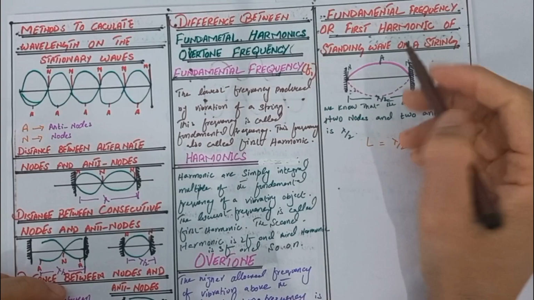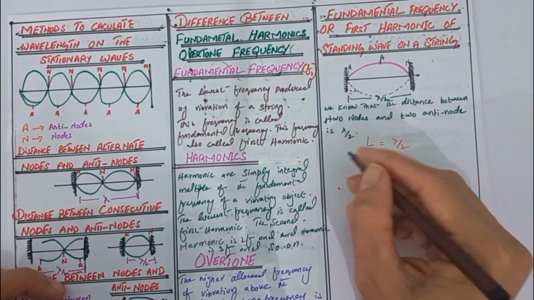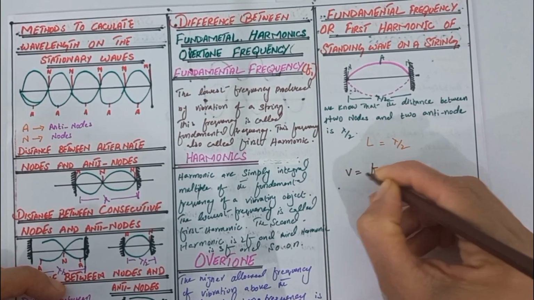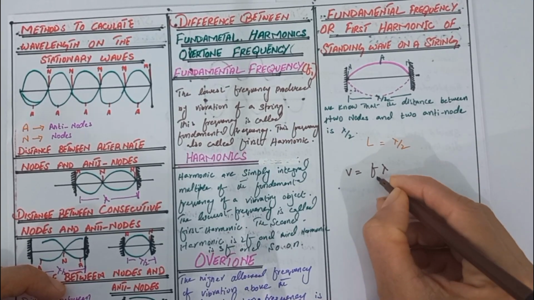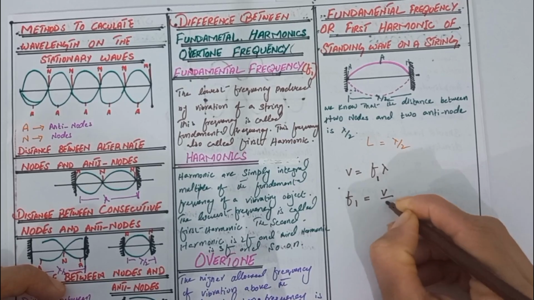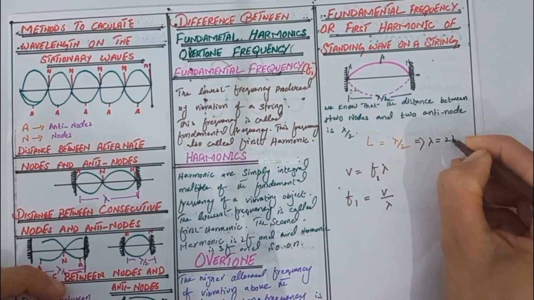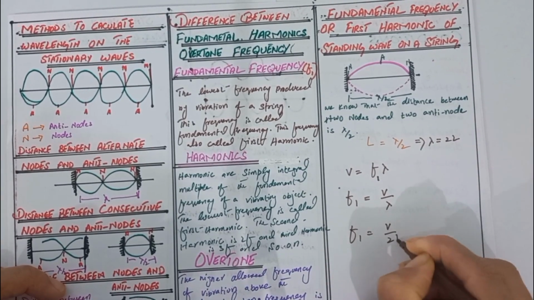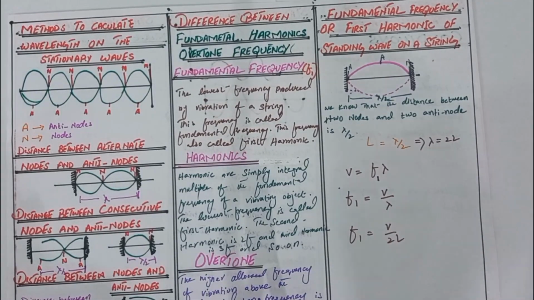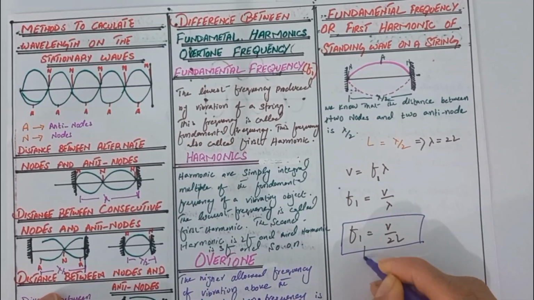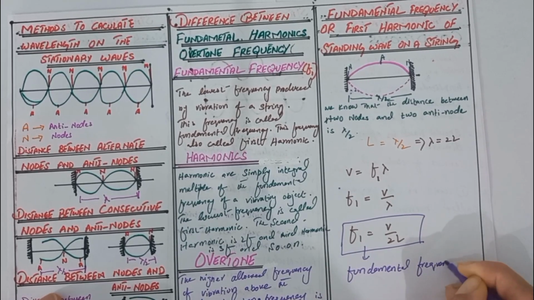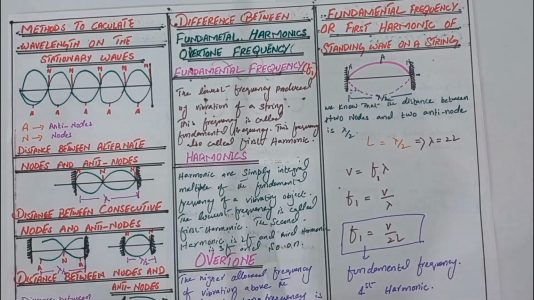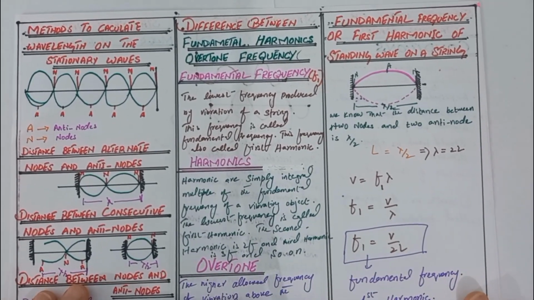Now we calculate the fundamental frequency or first harmonic. We know the formula: velocity is equal to frequency times wavelength. So here we find the fundamental frequency, denoted by F1. F1 is equal to V over lambda. Here lambda is equal to 2L. Putting it here, F1 is equal to V over 2L. This frequency on a standing wave is called the fundamental frequency or first harmonic on a standing wave.